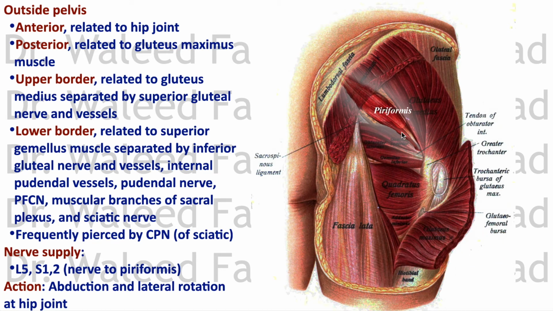It's called direct muscular branches, nerve to piriformis. The action is abduction and lateral rotation at the hip joint. This is the piriformis as you can see it here. We will get to the structures passing through the greater sciatic foramen in the gluteal region in the lower limb. It's not our subject now.